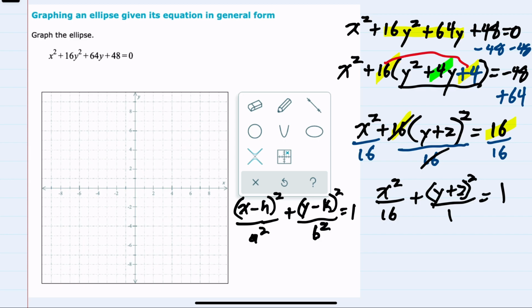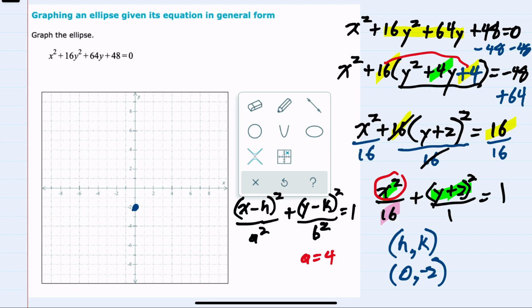So we can see that we now have standard form, and I can begin to graph this. Since there's nothing being subtracted from the x, my h term is 0, and for my k term, this is y minus k, so my k is negative 2. So our center is at (0, −2), and then a squared, which is the larger of the two denominators, is 16. So a is 4.